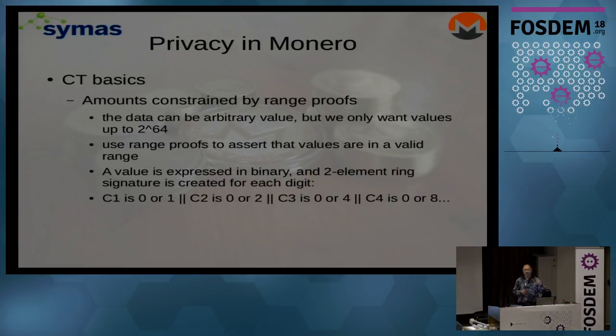So we also have something called a range proof that declares that these values do not exceed the range of a 2 to the 64-bit integer. And range proofs are another application of ring signatures, where you basically say each bit of the value could be this value or could be that value, but you don't know which.